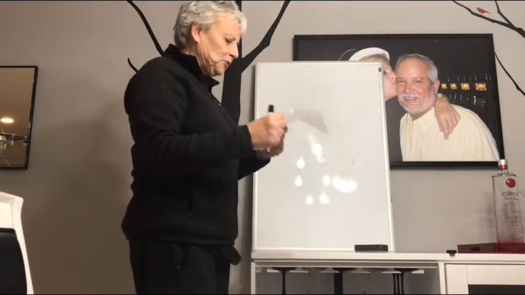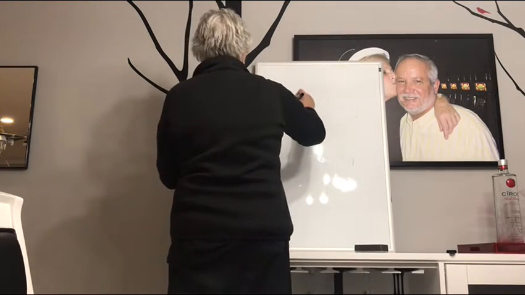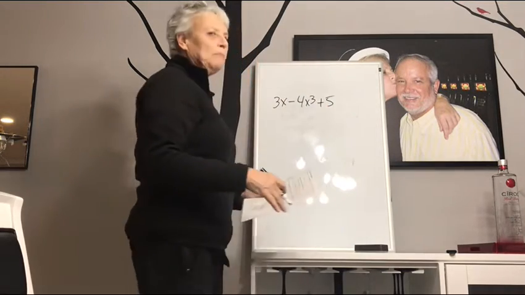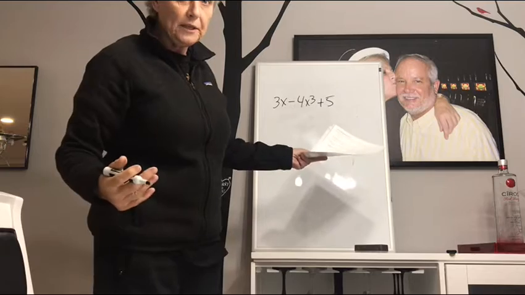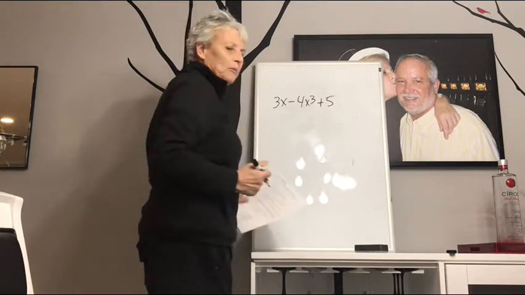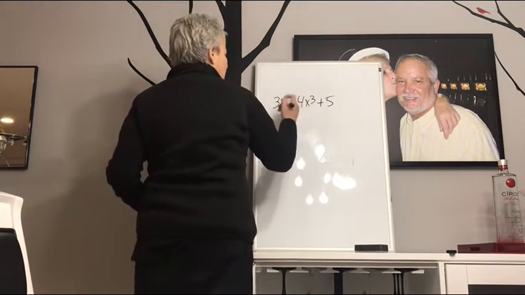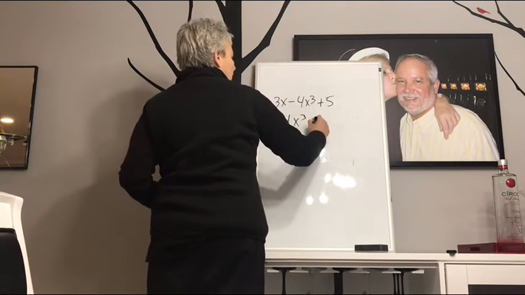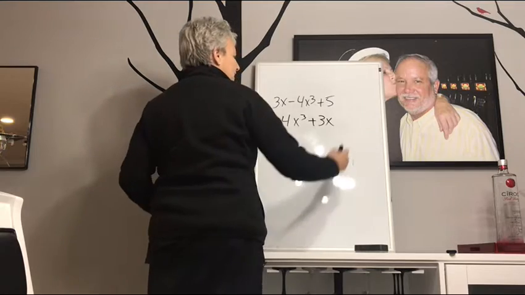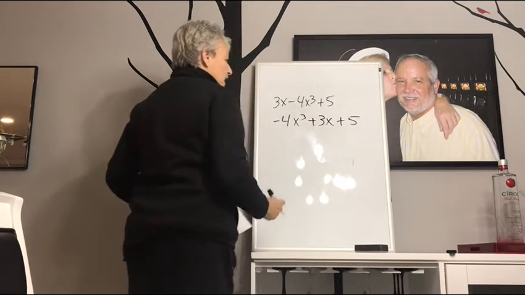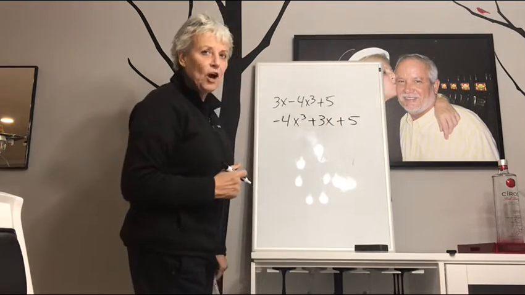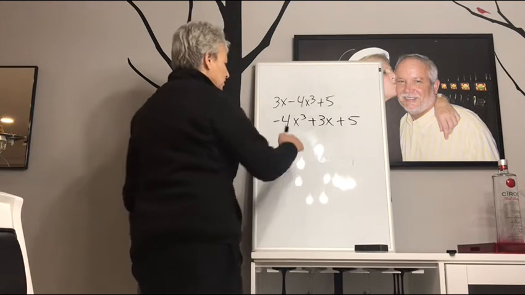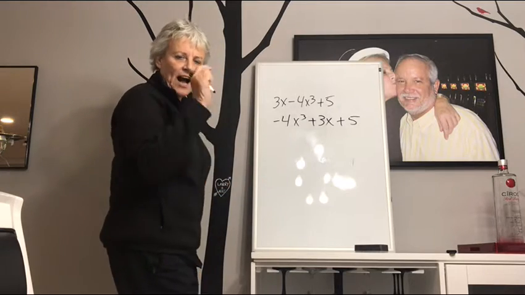So I have some examples here. 3x minus 4x cubed plus 5. First of all, we're going to put it in order. This is a trinomial. Monomial, monomial, monomial. 3 terms where negative 4x cubed is first. 3x is second, 5 is third, and the degree of this polynomial, also known as a trinomial, kind of polynomial, is 3, the highest degree.